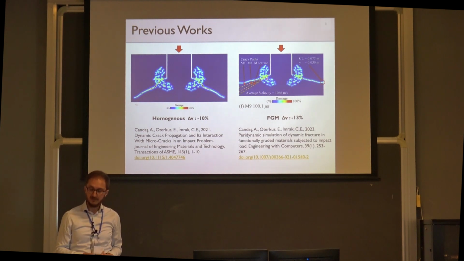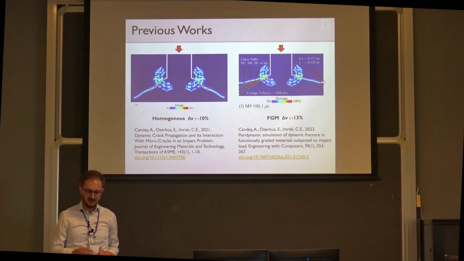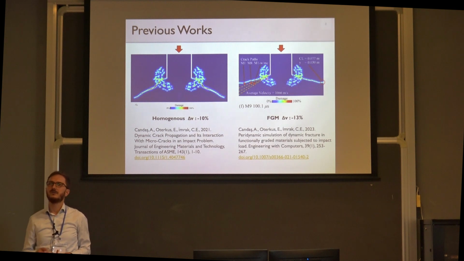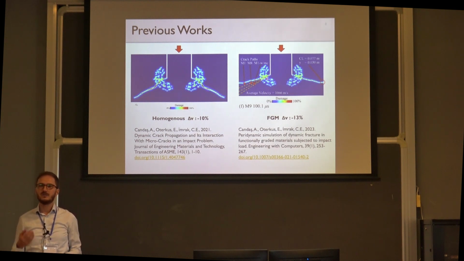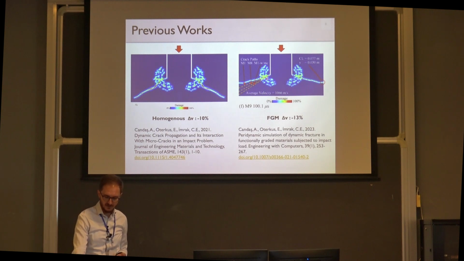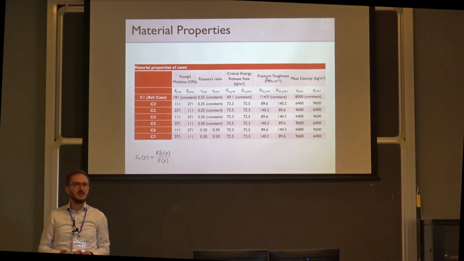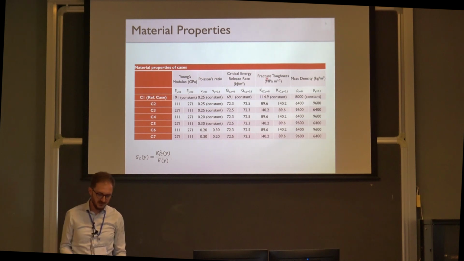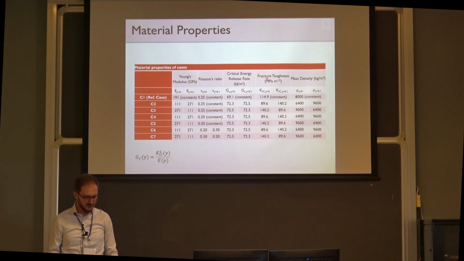Both of them are bond-based PD, and in 3-dimensional structures, the Poisson ratio is limited to 0.25. If you want to use another Poisson ratio, you need to use ordinary state-based or non-ordinary state-based PD. That's why we use this study to see the effect of the Poisson ratio on crack propagation. We need to use ordinary state-based peridynamics, and we have 7 cases to see the effect of changing the material properties.